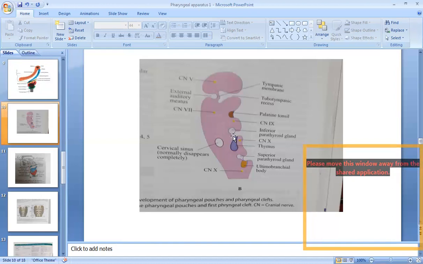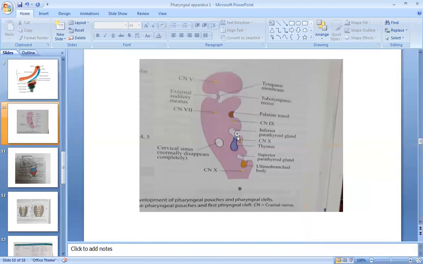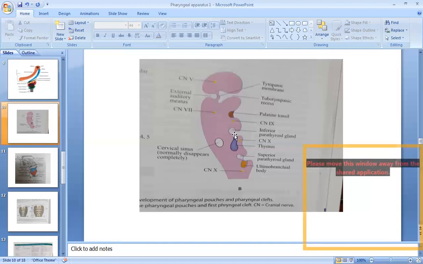Similarly, then come the third and fourth pouches. From the third pouch, the inferior parathyroid gland is derived along with the thymus, and they have a long way to migrate to their original place. The fourth one will give the superior parathyroid gland and the ultimobranchial body. These are the derivatives of the pouches.